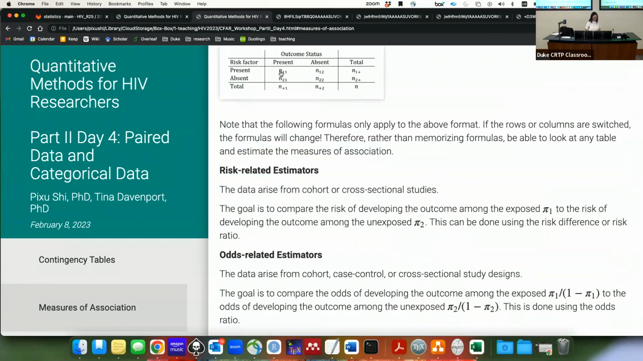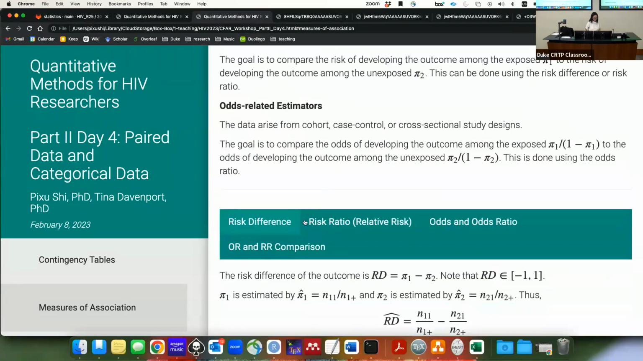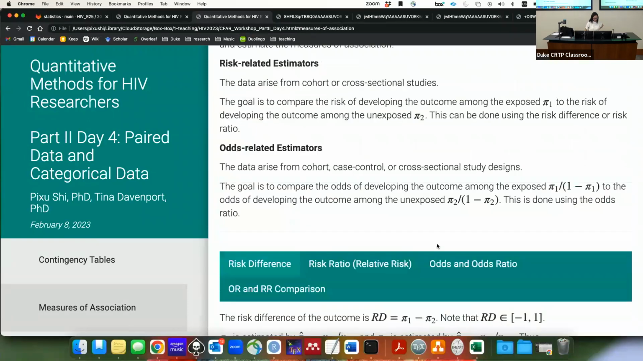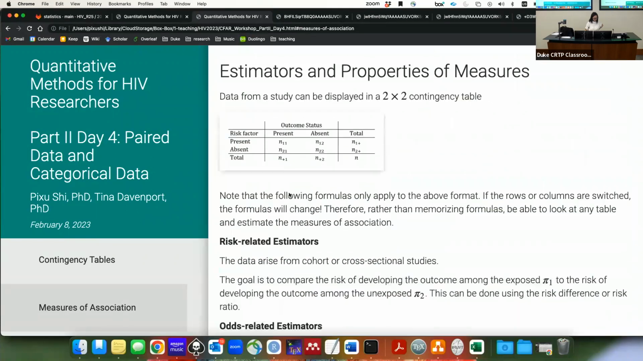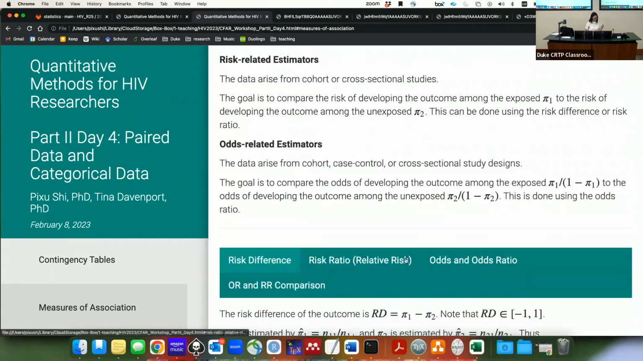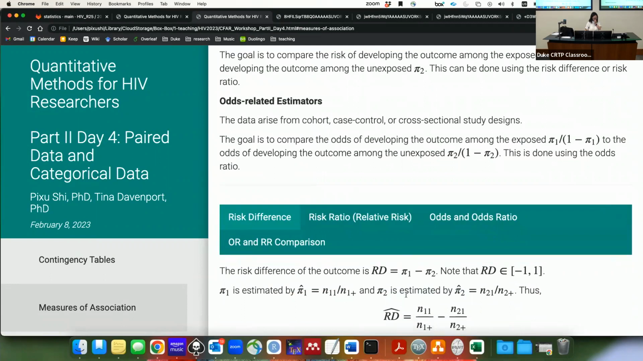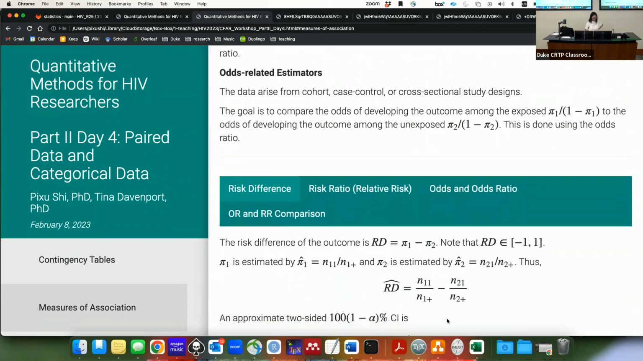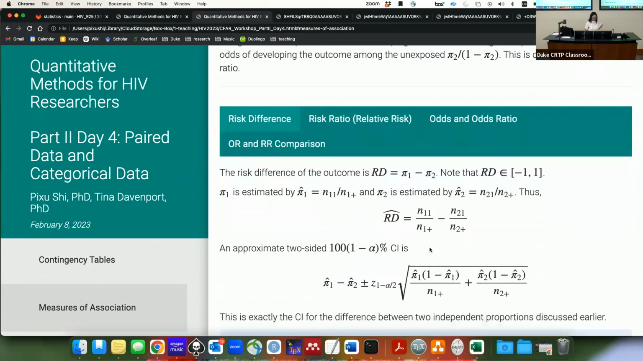For this table here, the risk difference is the probability. So this is N11 over N1 plus. That's the probability of having the outcome in group 1. And this is the estimated probability of having the outcome in group 2, exposure group 2. And you take the difference. And then the confidence interval can also be constructed using their corresponding standard errors. And this is the same as what we did for the two sample tests for proportion.